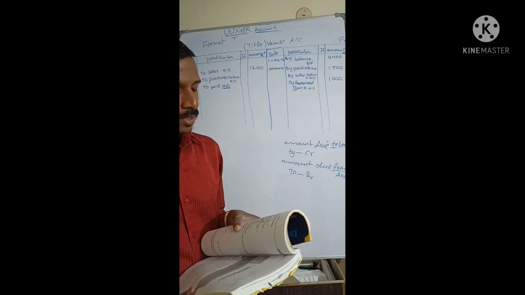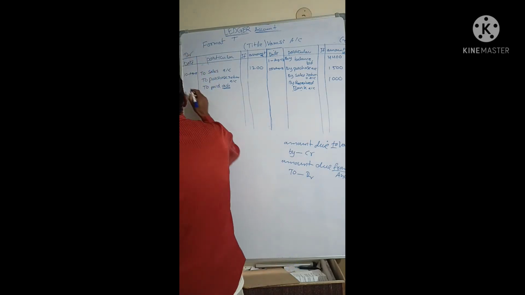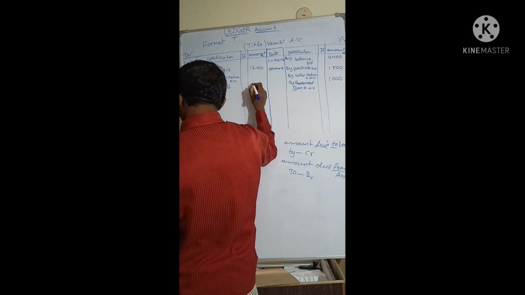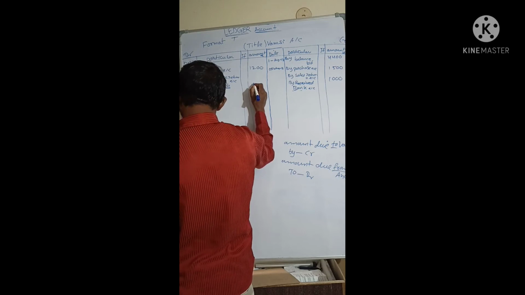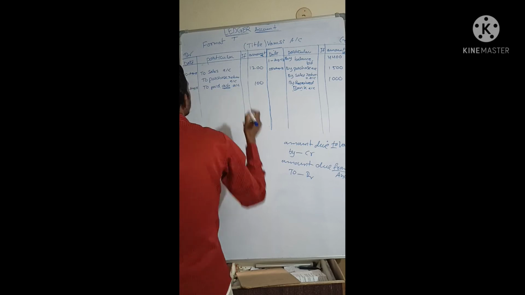Next, paid cash to Vamshi. So we are paying cash to Vamshi, 17th date. Here is the 17th date, August 18. How much is paid? 100 rupees. Only 100. So cash account.